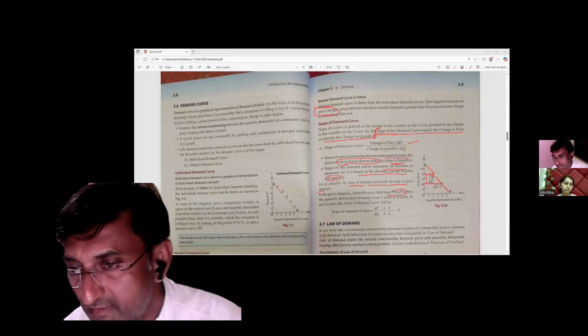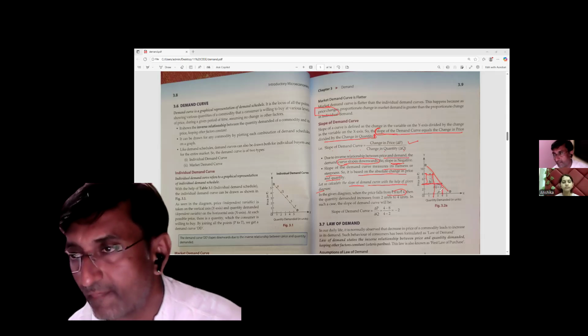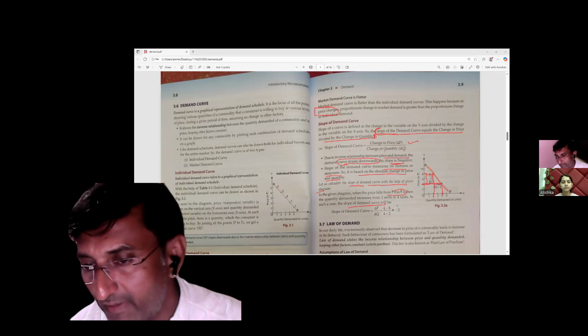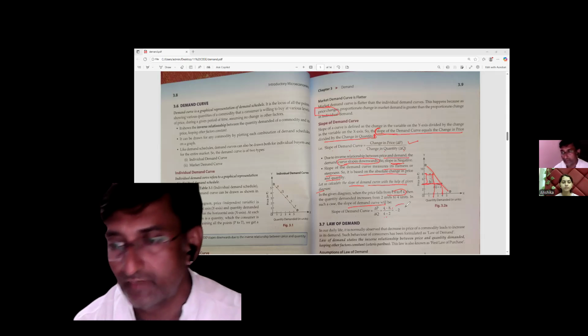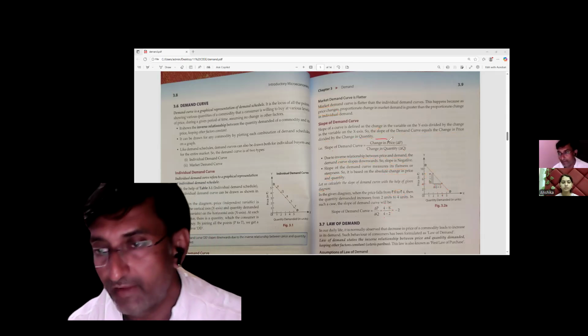In the earlier case, he bought 2 units, but after that, when the price fell, he bought 4 units, right? So in such a case, the slope of the demand curve will be (4 minus 8) by (4 minus 2), which is equal to minus 2. Now how does it come? Because of the change in price.